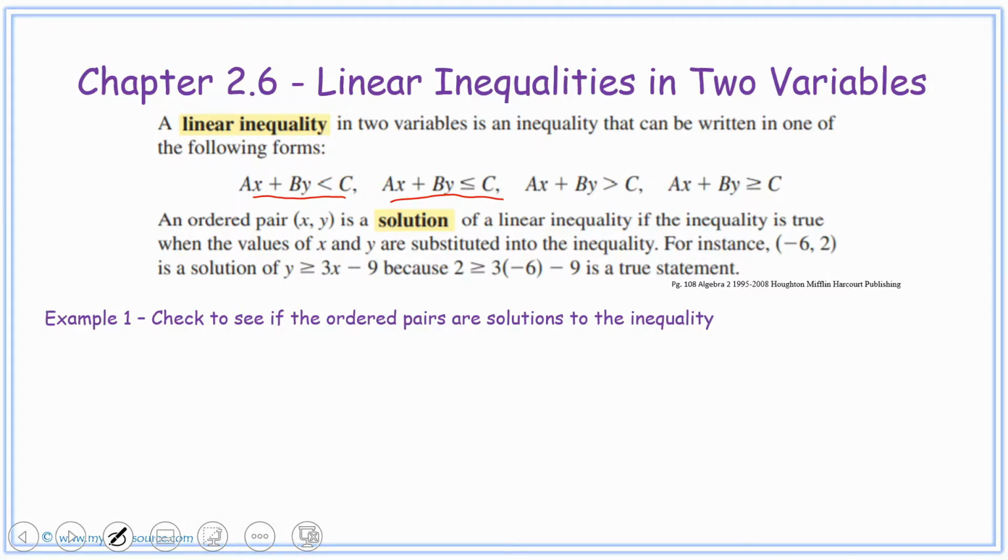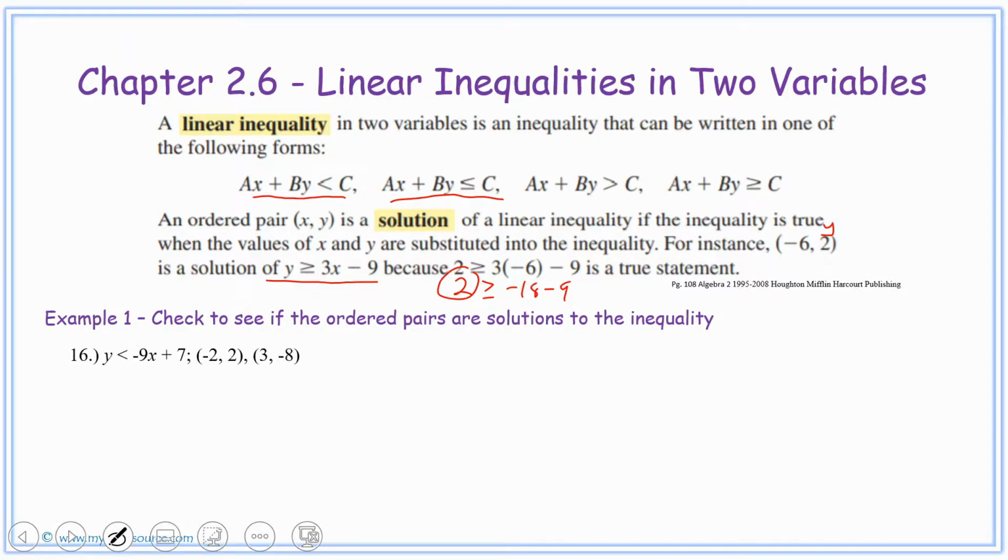So, for instance, here we have negative 6, 2, right, is a solution here because once we substitute it in, it becomes a true statement. If we substitute our y value in for 2, and for our x value, negative 6, if we simplify that, 3 times negative 6 is negative 18, subtract 9, and that's going to be a very small number. So 2 is greater than negative 27. And so that's a true statement. So that's what we're going to do here.